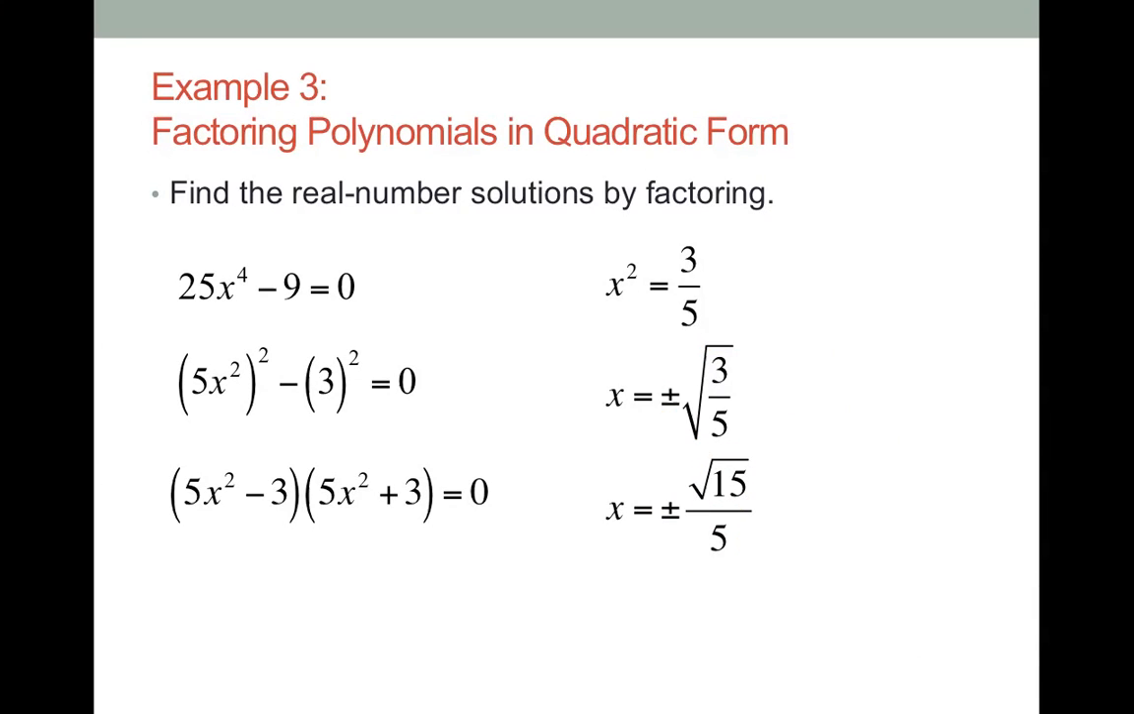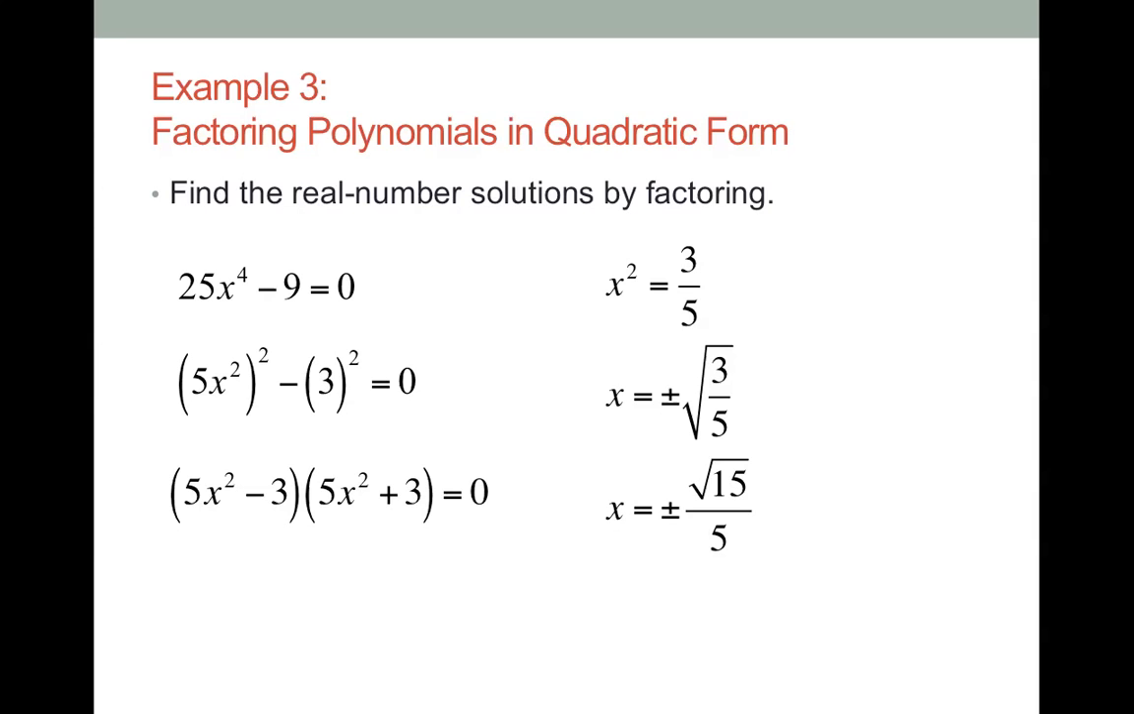So, from our first factor of 5x squared minus 3, we end up with possible solutions of positive square root of 15 over 5 and negative square root of 15 over 5. And again, notice we cannot simplify this anymore. I cannot take the 15 divided by 5 because the 15 is inside of a radical sign and the 5 is not. So this is as far as I can go for this answer.